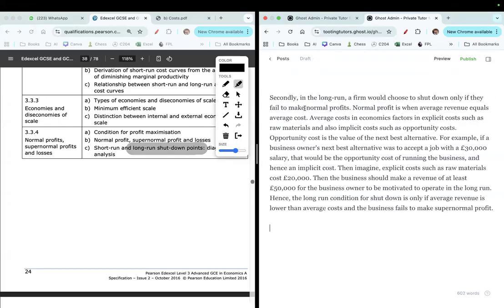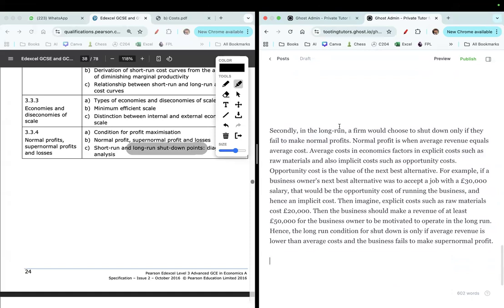This is the whole paragraph, but I'll send that separately. It's just saying the shutdown condition is if a firm fails to make normal profits, and fully explaining what that means. Basically, in economics, if you say zero profit, we call that normal profit only. Because a normal £30,000 profit is normal profit if my opportunity cost, if my job would have made 30,000.